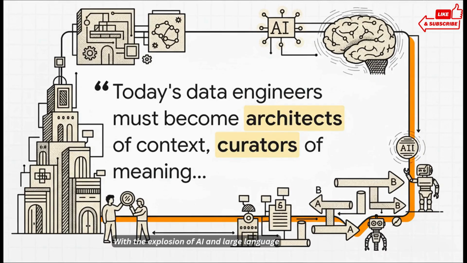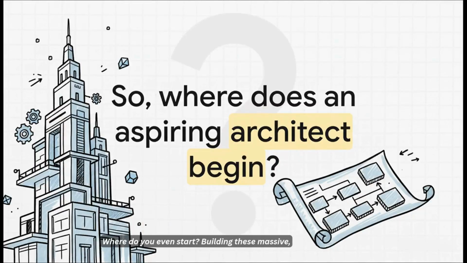With the explosion of AI and large language models, just moving data from point A to point B, that's not going to cut it anymore. As this quote says, the modern data engineer is really an architect, building systems that serve not just people, but intelligent AI agents. And that's the big question, right? Where do you even start? Building these massive, complex systems can feel pretty overwhelming.